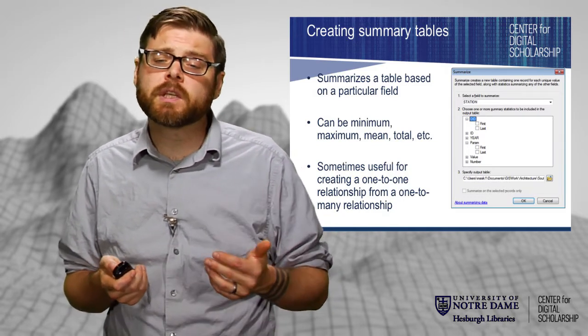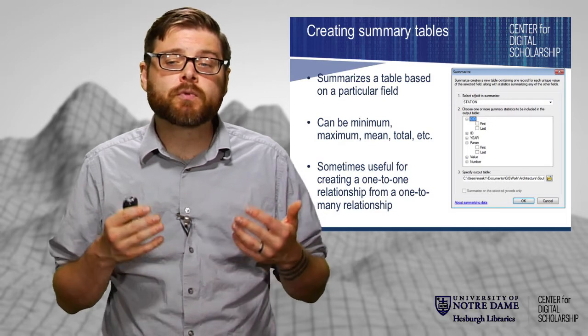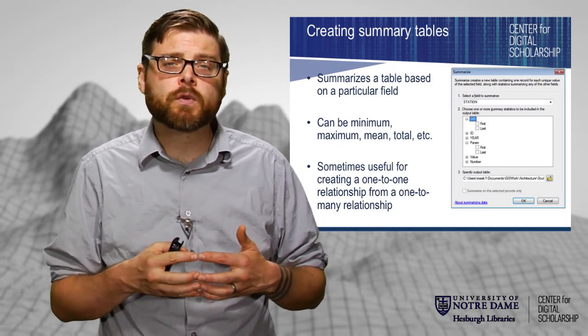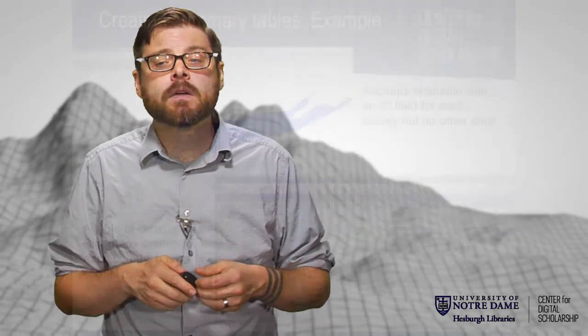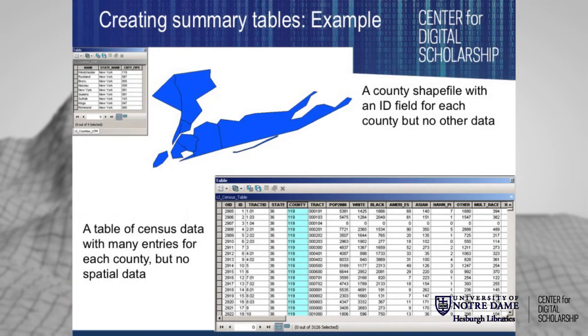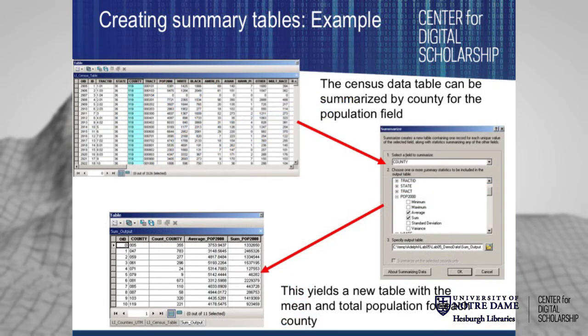And what this can be really, really useful for is taking what was previously a one-to-many relationship and creating a summary one-to-one relationship out of it, so we can do a join. So let's see an example of this. If we have the table of census data that has these townships with multiple entries for each county, nothing spatial, but we want to associate it with the counties, we can create a summary table based on the FIPS code. So we go through and we find out the mean and the average population and the total population for each one of those FIPS codes.